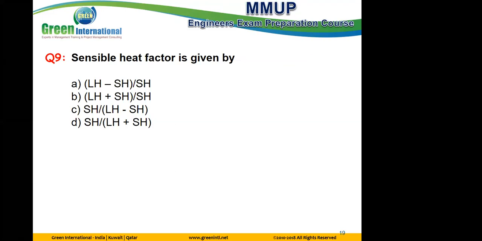Sensible heat factor is given by... What is it? Sensible heat factor is given by sensible heat divided by total heat. Okay.